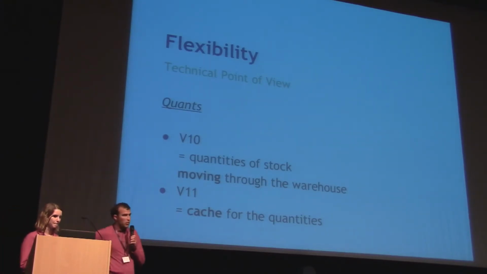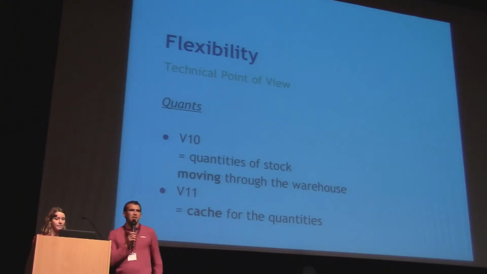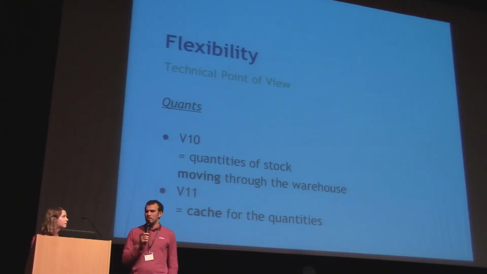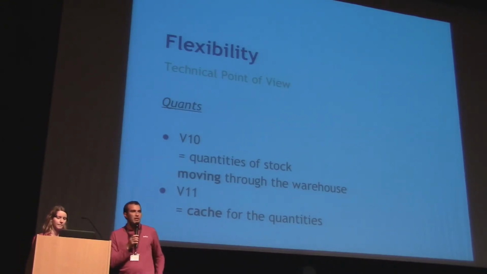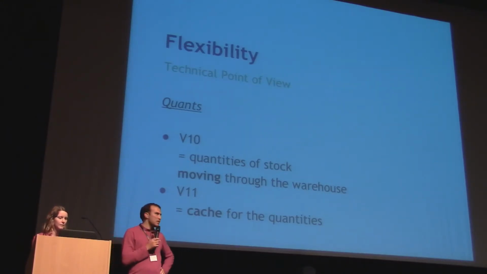So we also changed the quants, and it also has to do with flexibility. I want to explain a little bit how the quants, which represent your stock, work. For example, you could have a quant that says I have 100 pieces of product A in location B. And how the mechanism is different now between version 10 and version 11.